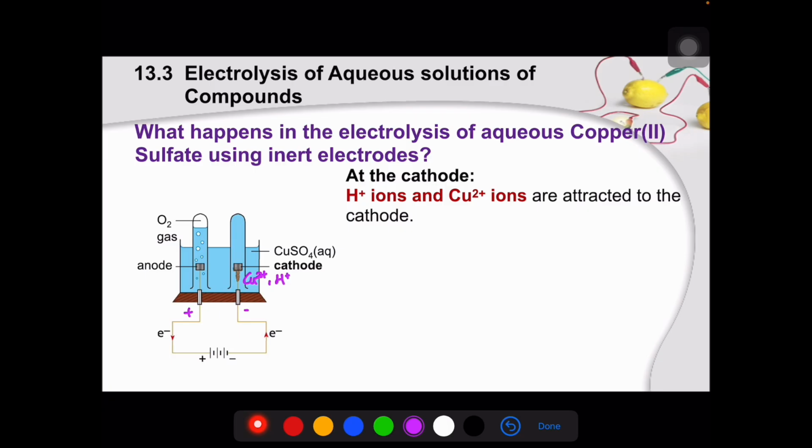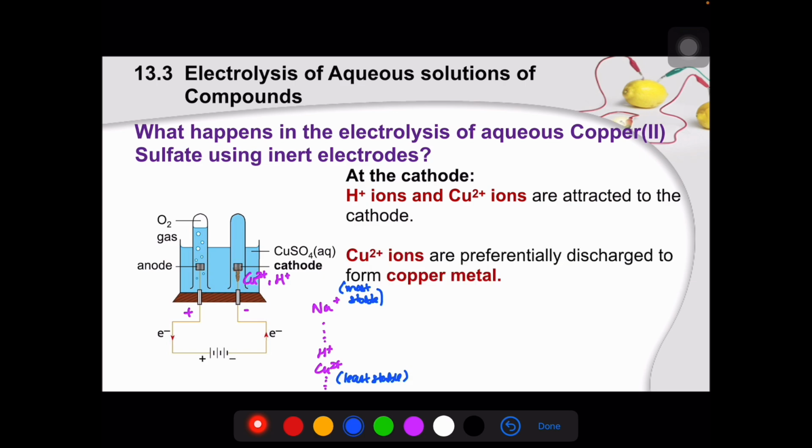If you recall the reactivity series that we saw just now under factor 1, in terms of ions, we know that there's sodium all the way at the top, then you have your H+, followed by Cu2+, followed by silver, followed by gold, etc. And if you recall, the one at the bottom is the least stable, the one at the top is the most stable. So between H+ and Cu2+, actually Cu2+ will be preferentially discharged to form copper metal because it's more at the bottom of the whole series.